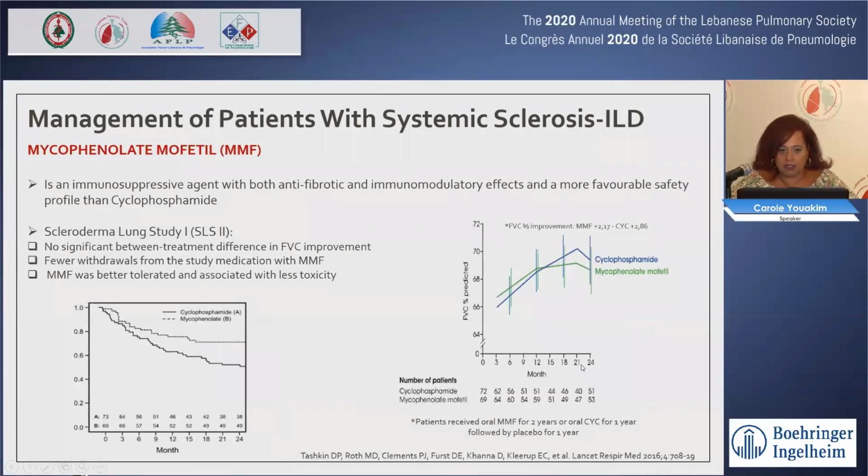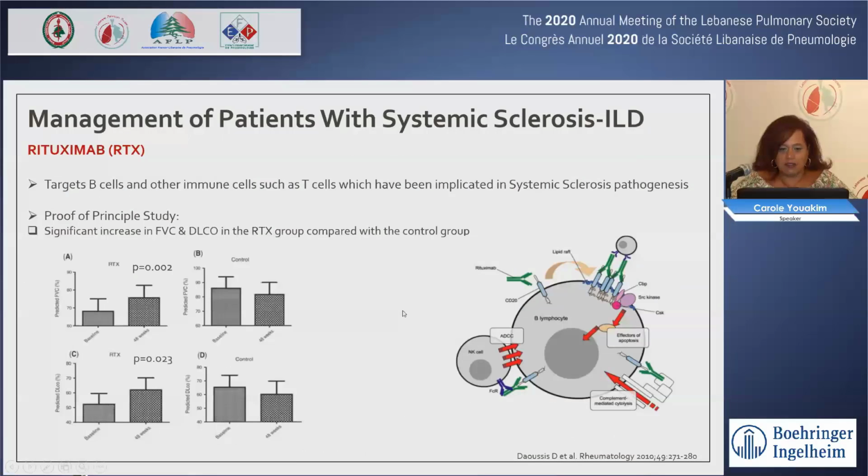This led to study mycophenolate in systemic sclerosis, ILD. In the SLS2 study, patients were randomized to treatment with either cyclophosphamide or mycophenolate, and you can clearly see here no significant between-treatment difference in FVC improvement between cyclophosphamide and mycophenolate, but mycophenolate was better tolerated and associated with less toxicity. More recently, there has been interest in rituximab.